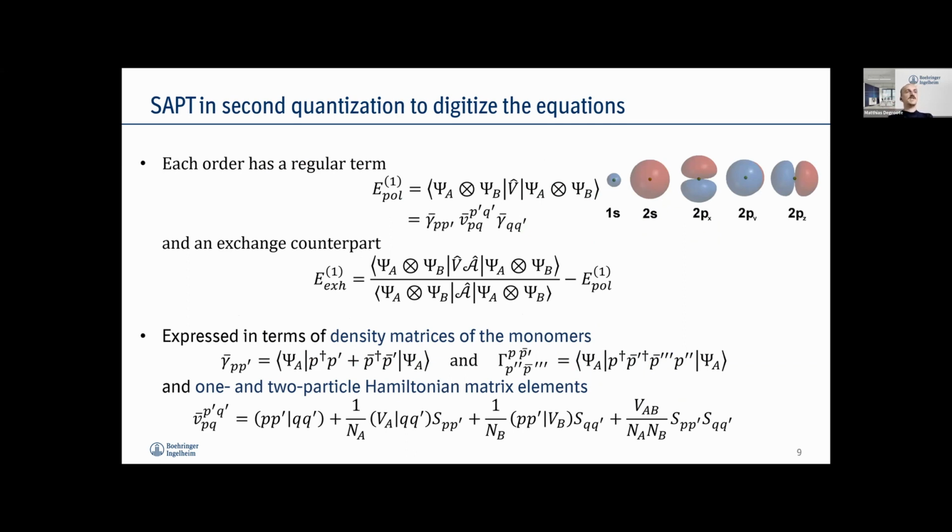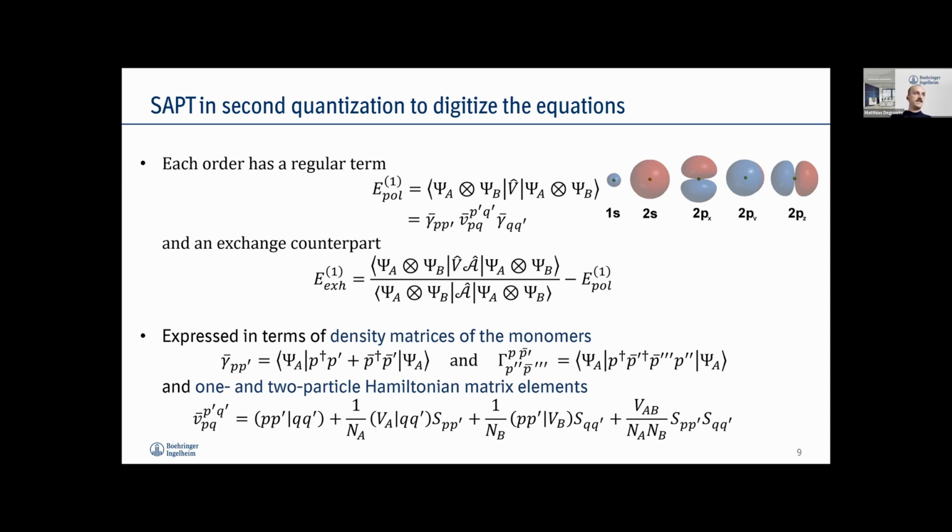We try to digitize this, and we do this by introducing a basis set. So if you write, for instance, the first order polarization, you go from this tensor product of the wave functions, and you put the interaction operator in between it. So that's, I mean, the first order contribution to the energy is always just the expectation value of your potential. And what you get is a product of gamma and V bar.